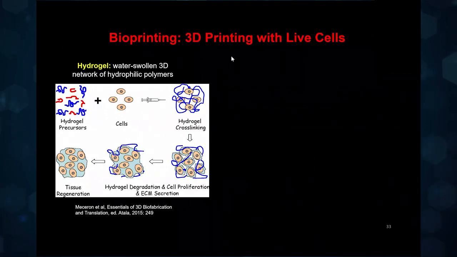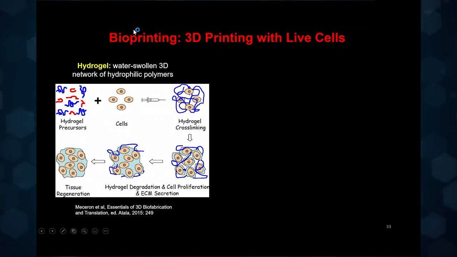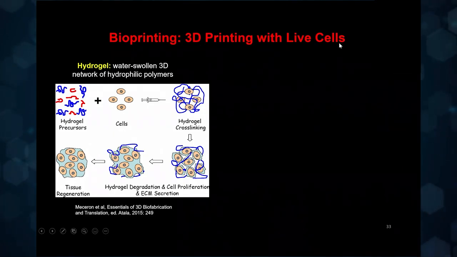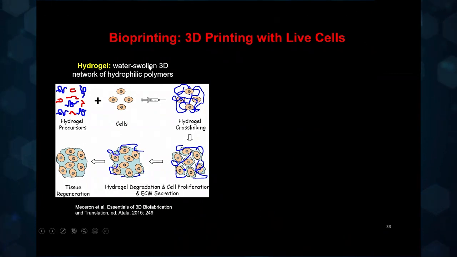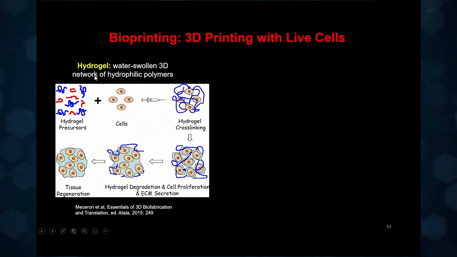Now, there is a subset of 3D printing using polymers, which would essentially be what I would call bioprinting. So here the idea is that you want to be able to print along with living cells. Everything we've talked about so far is you print your part and then you add your living cells. Here you work with materials that are compatible with living cells, or they can polymerize and entrap the cells. And this class of polymers would be all your hydrogels, which are essentially water-swollen 3D networks of hydrophilic polymers.